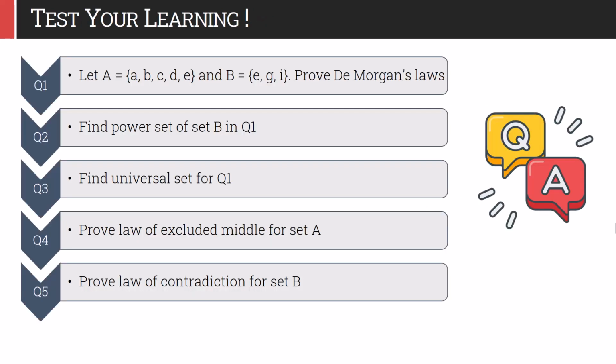Let us test your knowledge. Let A be equal to {A, B, C, D, E} and B be equal to {E, G, I}. Prove De Morgan's law for the given sets A and B. So you have to prove both the laws of De Morgan's. Question 2: find the power set of set B in question 1. So you have to list out all the subsets of capital B. Find the universal set for question 1. Next question: prove the law of excluded middle for set A and prove the law of contradiction for set B.